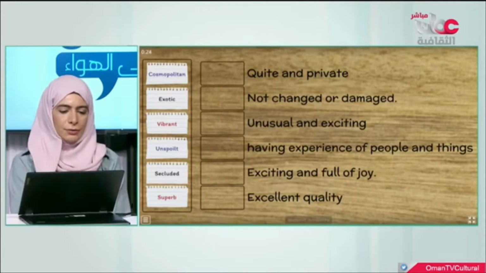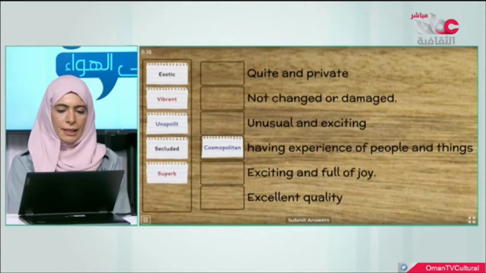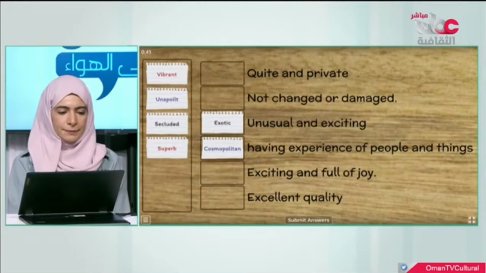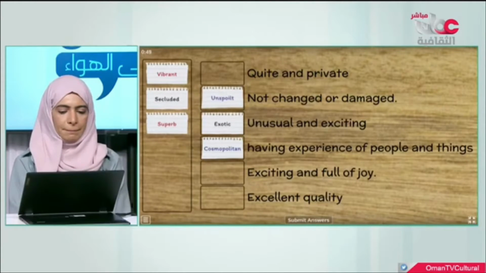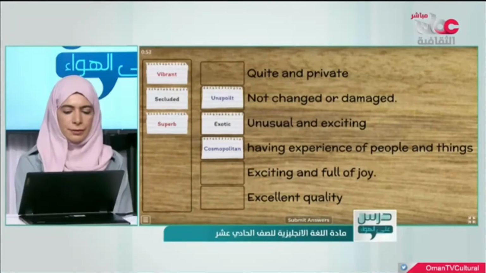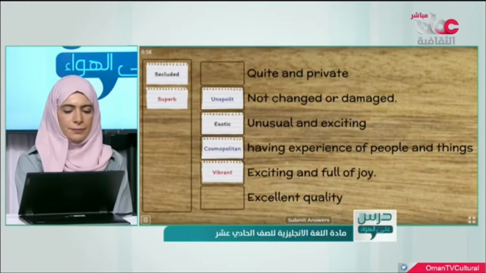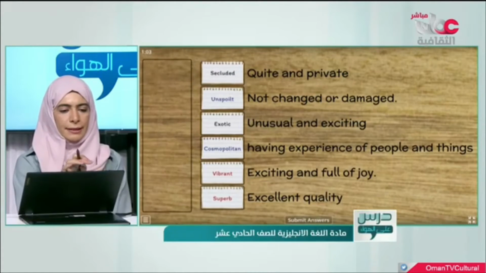Here we can say cosmopolitan means having experience of many different places or people. Exotic means unusual and exciting places. Unspoiled means not changed or damaged. Vibrant means exciting and full of joy. Superb means excellent quality. Secluded means quiet and private.